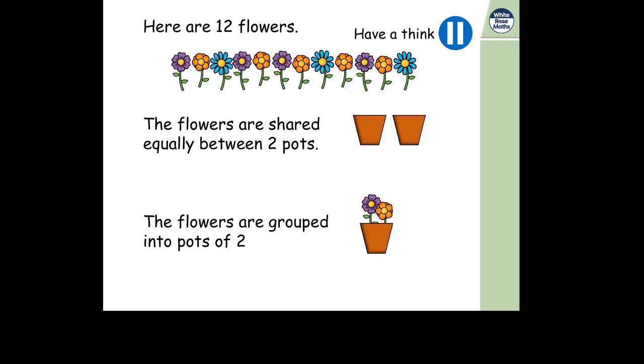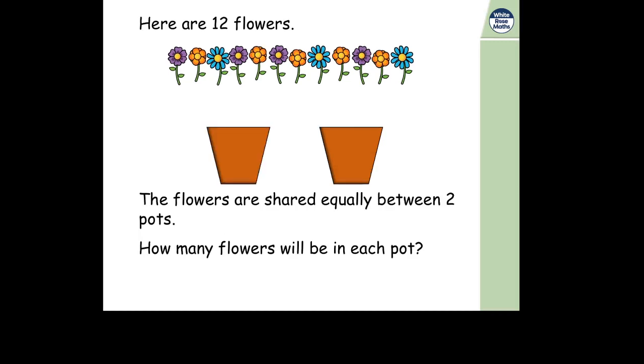Okay, you've got some idea. I think you're all pretty clever, so I reckon you'll be able to do this. So first of all, we're going to do it the first way. Here are 12 flowers. The flowers are shared equally between 2 pots.